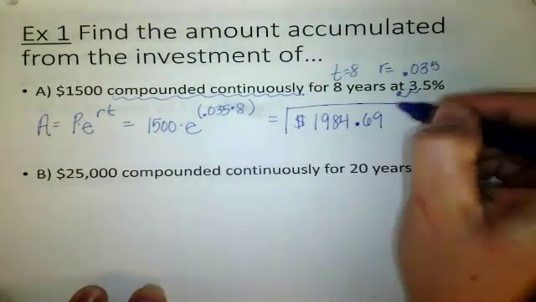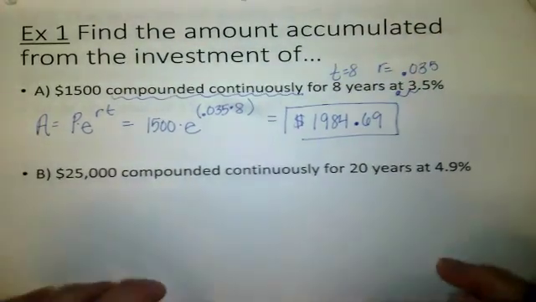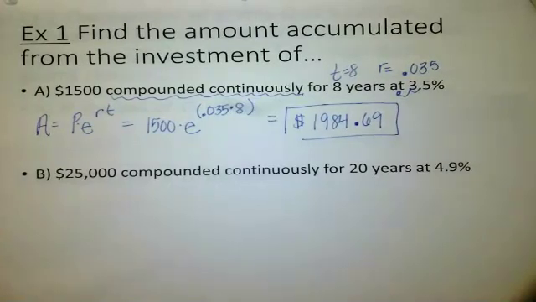$1,984.69. This is the amount of money after 8 years. Not too bad. I mean, that's almost $500 extra that you did nothing for. All right.